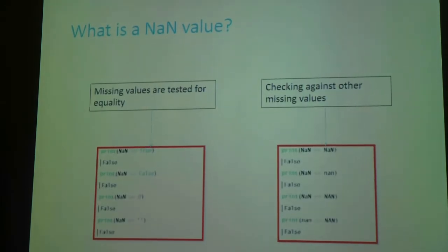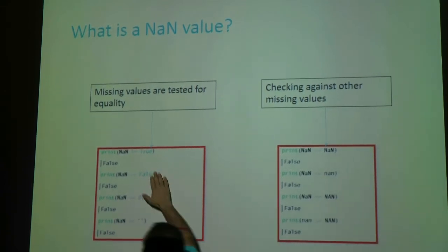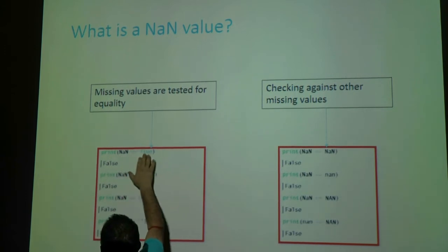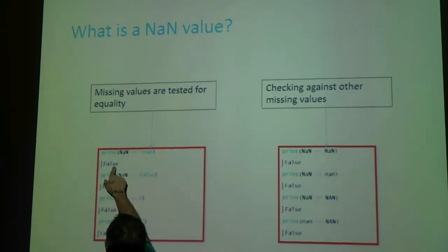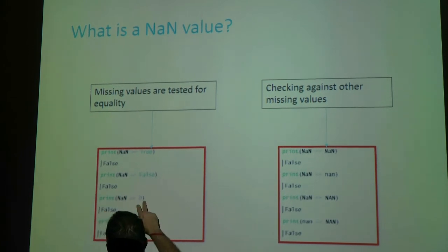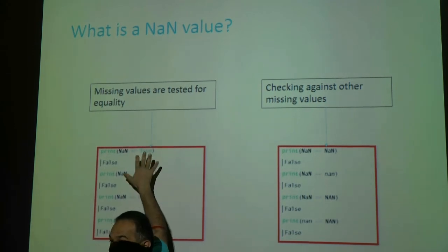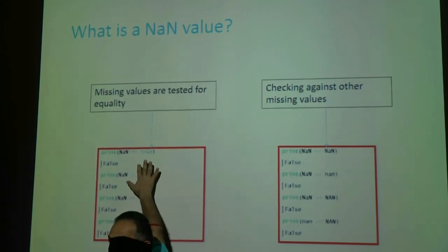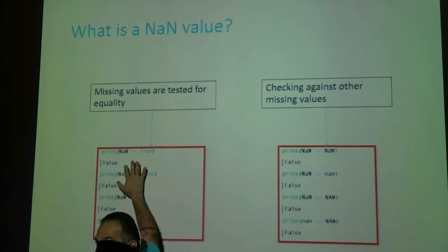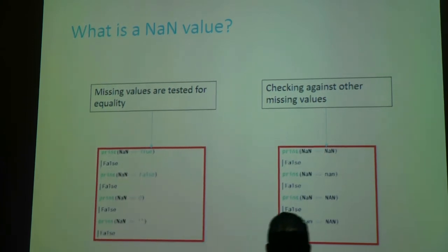Alright, so missing values are tested. In here, for example, I'm not sure if you can see it, it's not clear. Print NaN equals True, false. Print NaN equals False is False. NaN equals zero is False. NaN equals empty string is False. So NaN is none of the types. It's just a different type. Okay, it's not a boolean, it's not a number, it's not a float, it's not a digit, it's not a string.